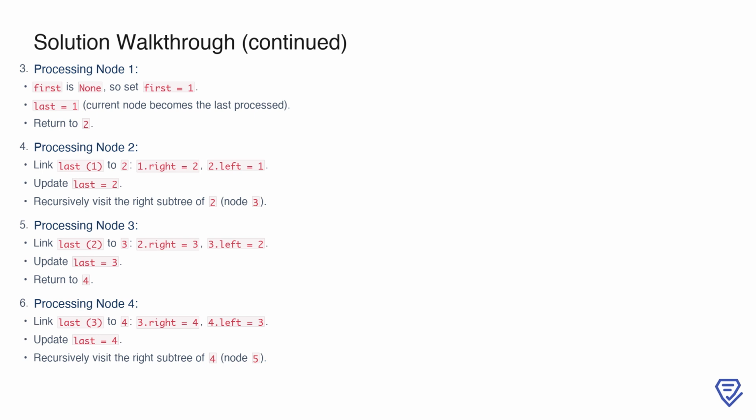We set first to node 1 and also set last to node 1, making it the most recently processed node. After this, we return to node 2. At node 2, we link last, which is currently node 1, to node 2. Specifically, we set 1.right to 2 and 2.left to 1, creating the first connection in the doubly linked list. We then update last to node 2 before visiting its right child, node 3. At node 3, we link last, now node 2, to node 3. This means 2.right is set to 3 and 3.left is set to 2. After updating last to node 3, we return to the root, node 4, to continue the process.